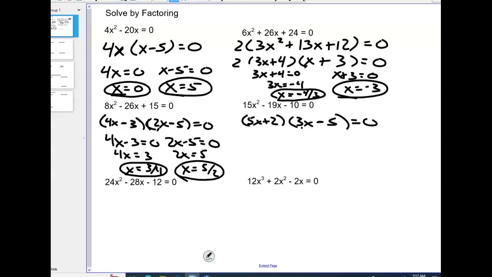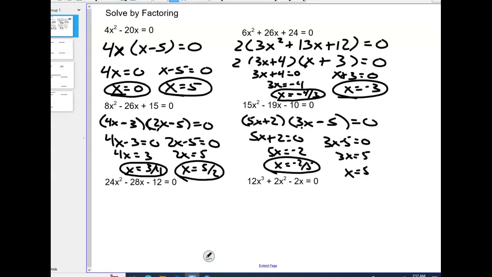And that equals 0. 5x plus 2 equals 0. 5x equals negative 2. x equals negative 2/5. 3x minus 5 equals 0. 3x equals 5. x equals 5/3. And those are your two answers.